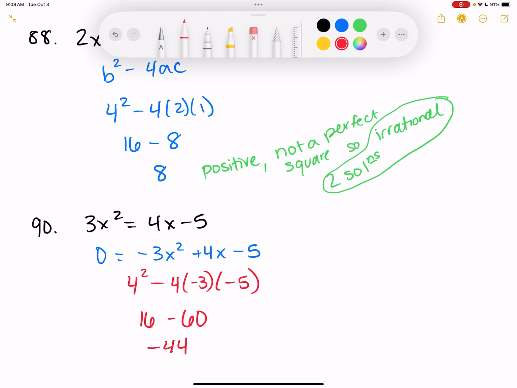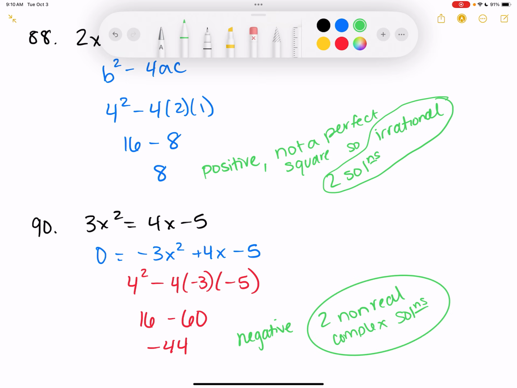So then, where did my chart go? Come back. There it is. So it is negative 44. The discriminant is negative, which means there are 2 non-real complex solutions. So we would write 2 non-real complex solutions. I don't know if I've told y'all this before, but SOLN or SOLNS is just a shortened way to write solution.